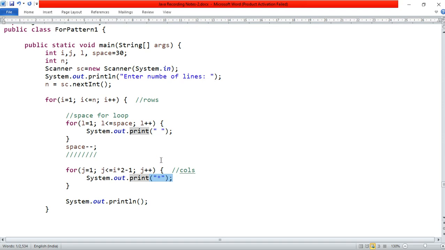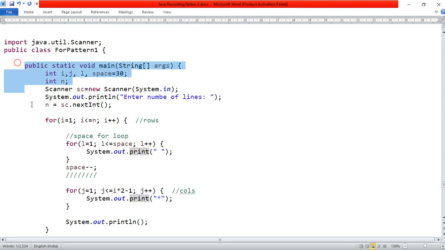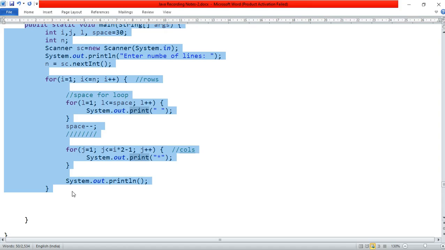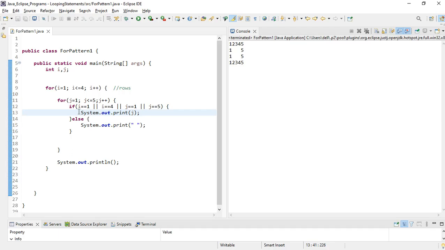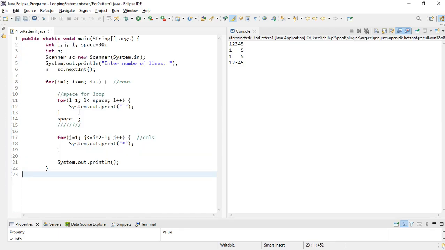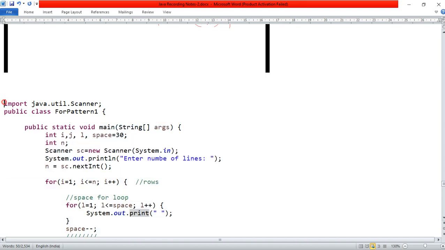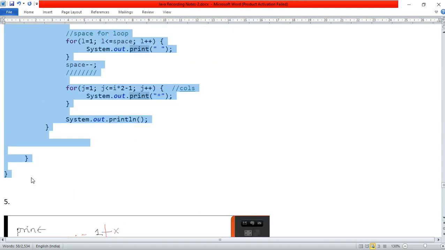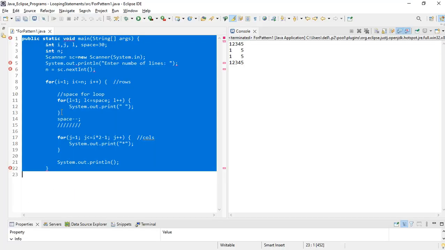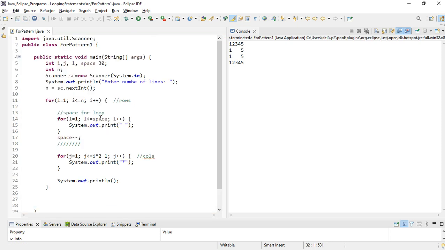Right. So if you run this particular code, then you will get the output. Let me show you the output also here. Control A, Control V. Sorry, let me copy paste the complete program, please. I have copied only half of the program. Right. Previously I have written this program. Let me run the program.